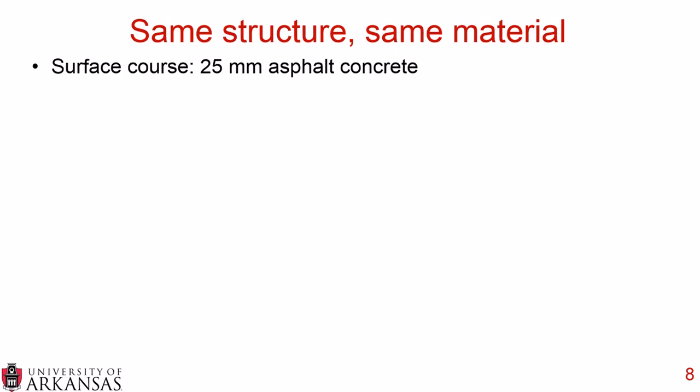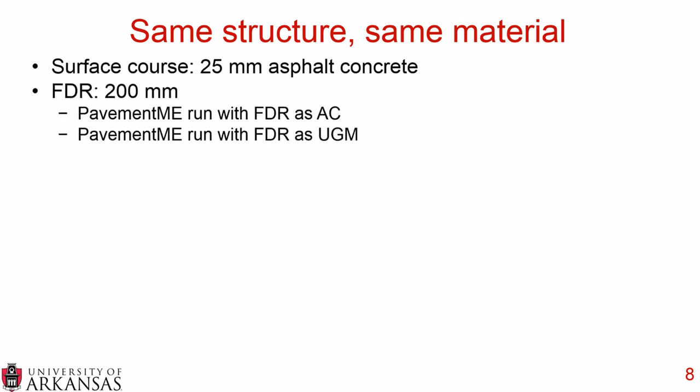And so what she did then is she put this information into PavementME. So both sets of simulations had a surface course, just 25 millimeters of an asphalt concrete surface course. Then she took 200 millimeters or 8 inches of FDR and she represented FDR as asphalt concrete, or AC, a fully bound material. And she took FDR as an unbound granular material, or a UGM, or an aggregate base. And then we had the A-2-6 subgrade soil under there.